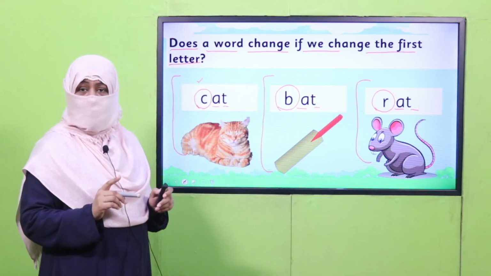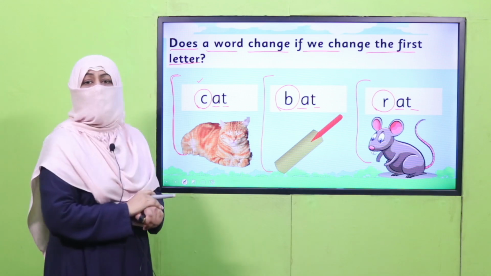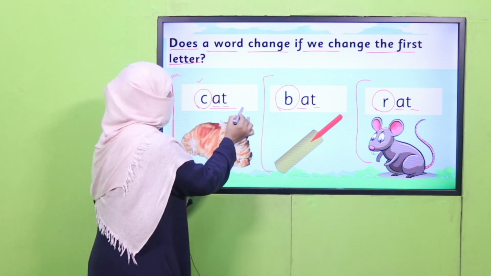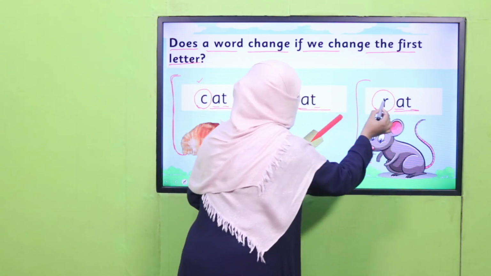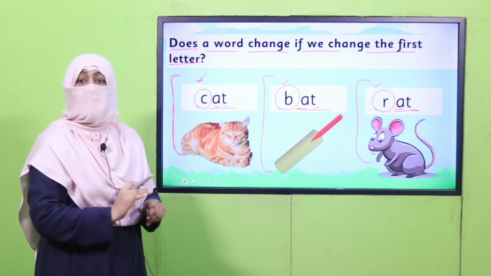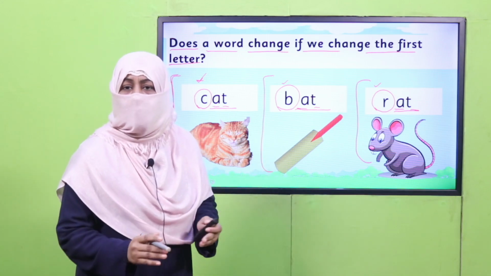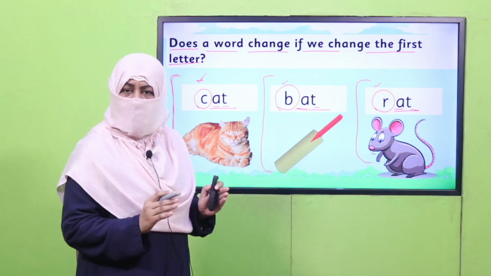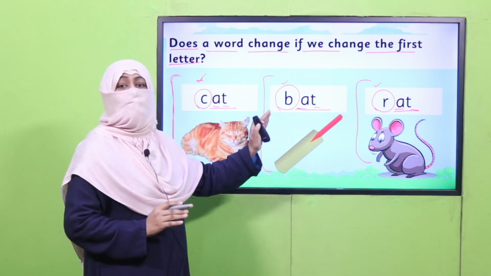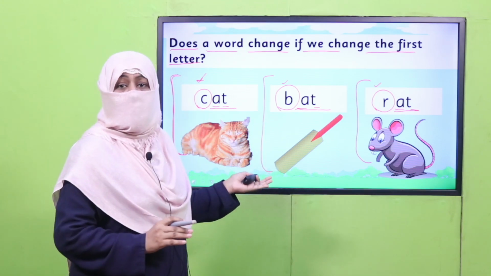And here I want to make a point, in such types of words where we get the same last sound and we just change the initial or beginning sound and they sound the same, cat, bat, rat, they are called rhyming words. When we get the same final sound, the last sound is the same, they are rhyming words.